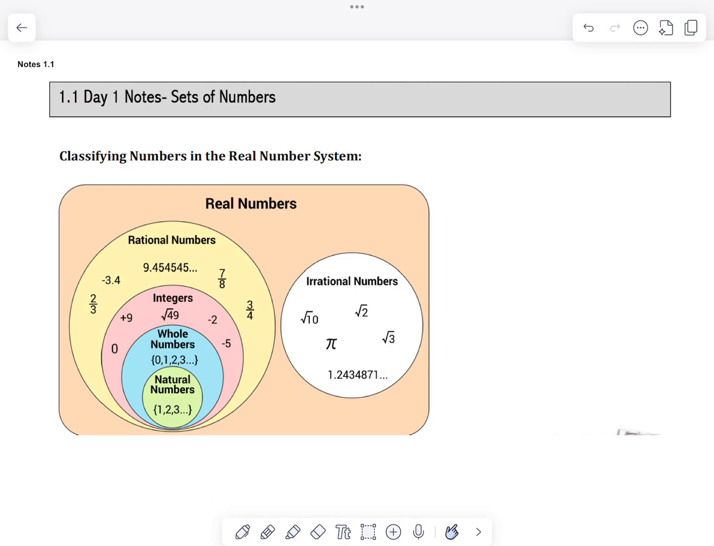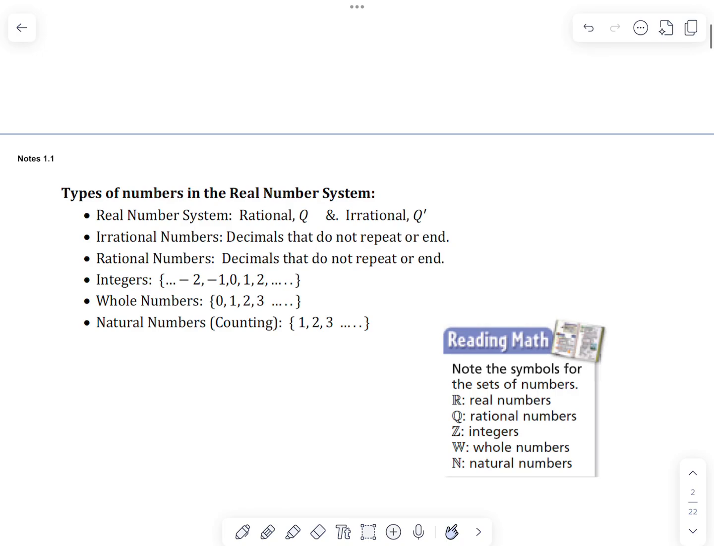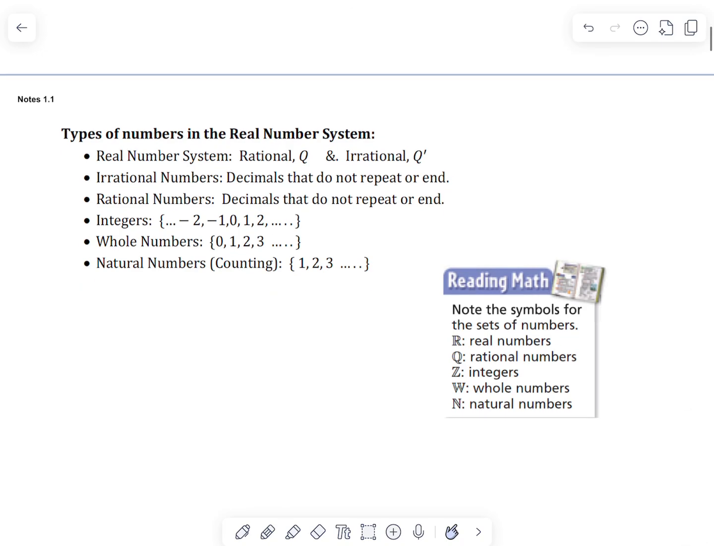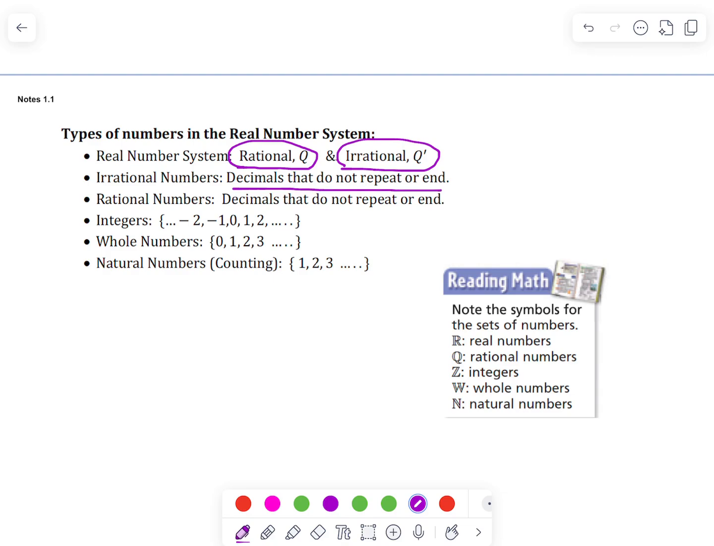So what I have on the next slide here are the explanation of those numbers and some notations. Rational numbers have a shortened notation, the letter Q. Irrational numbers have the short notation Q prime. Irrational numbers do not repeat or they end in a decimal. So the decimals do not repeat or they end. Where rational numbers, the decimals do not repeat.